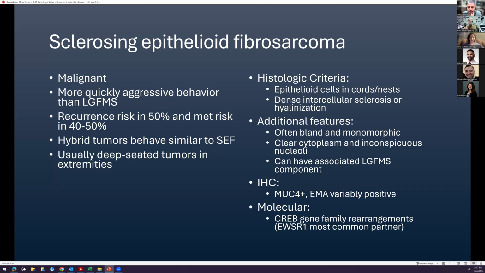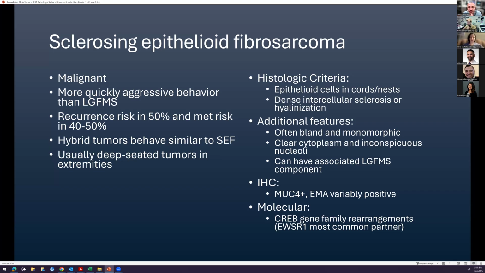That's your histologic criteria. You may also see that they're quite bland often, monomorphic. They're kind of deceptively bland. They can have some atypia, but most of the time they tend to be somewhat bland. They can have clear cytoplasm, and they can have that LG-FMS, low-grade fibromyxoid component. Like we said, MUC4 is generally positive, EMA may be positive, and they're CREB rearranged, usually with EWSR1. That's the most common.